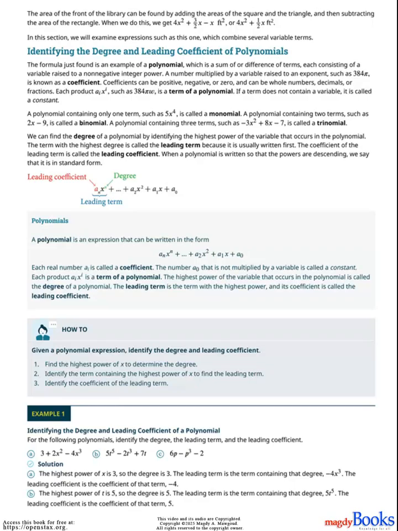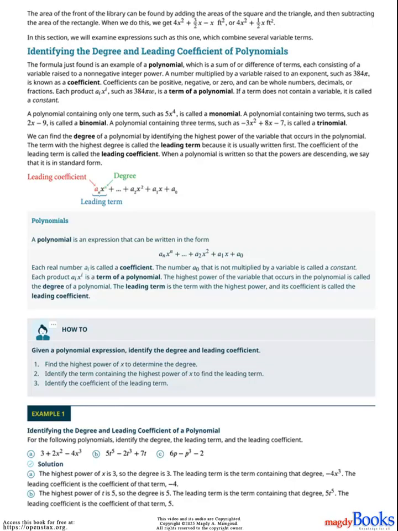When a polynomial is written so that the powers are descending, we say that it is in standard form. a sub n x to the power of n, plus ..., plus a sub 2 x to the power of 2, plus a sub 1 x to the power of 1, plus a sub 0. a sub n x to the power of n is the leading term. a sub n is the leading coefficient. n is the degree.